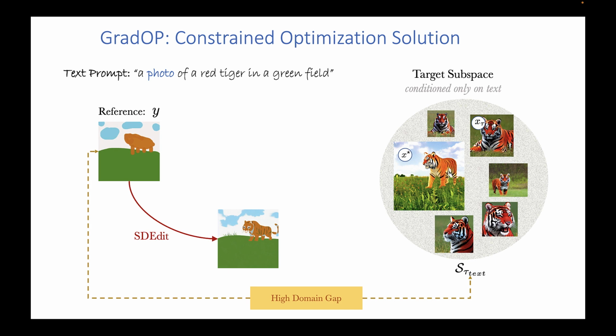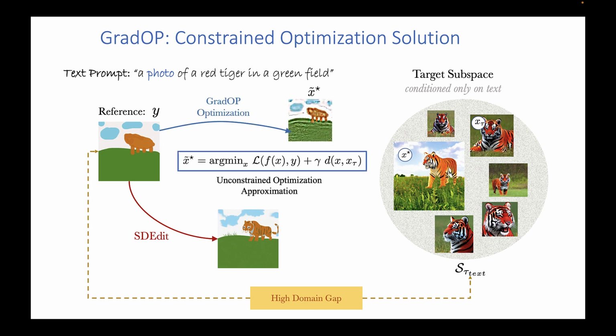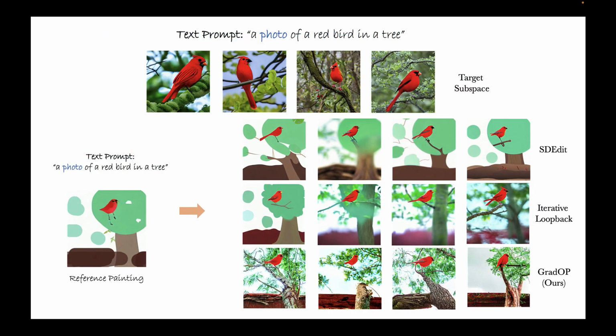In contrast, by first computing an initial estimate for the solution x star tilde, which is much more closer to the target data subspace, the use of the DDM operation now allows us to generate outputs which are significantly more realistic, yet maintain faithfulness with the original reference input. We show the efficacy of the proposed approach on a diverse range of guidance inputs. For instance, for a red bird in a tree, we observe that STEdit typically leads to simple pictorial arts instead of realistic images which are found in the target subspace.